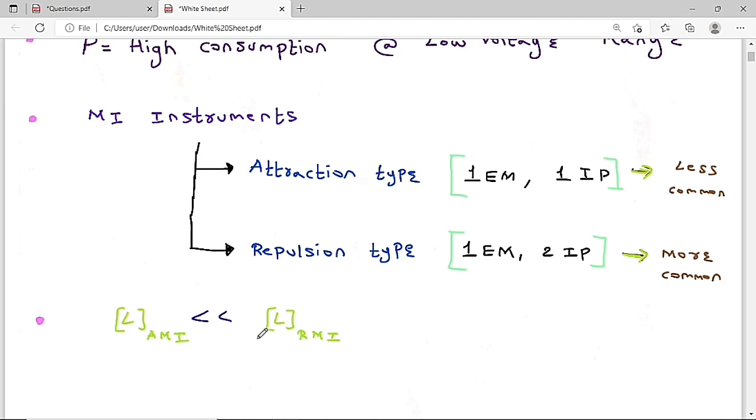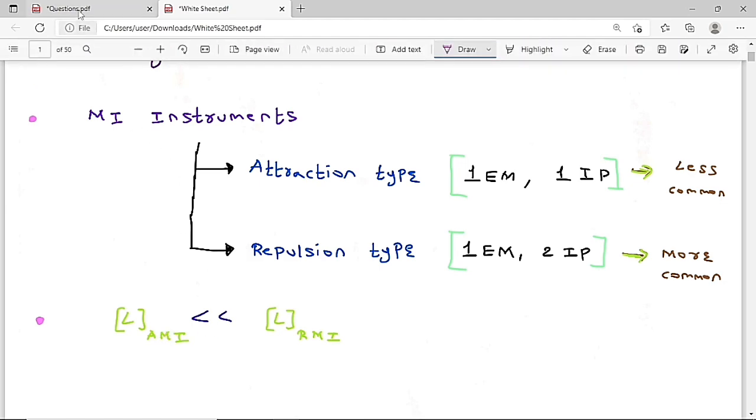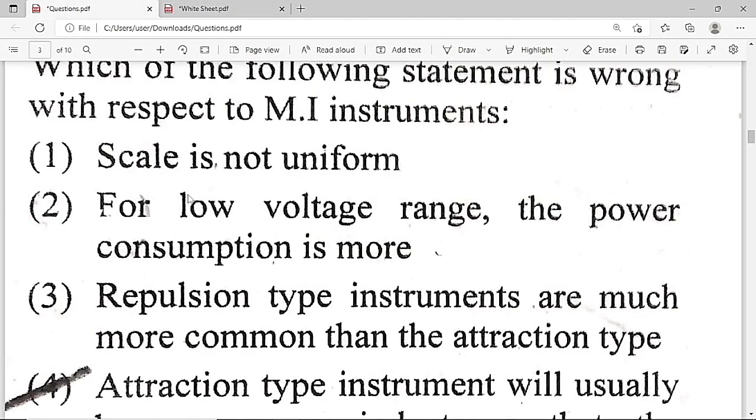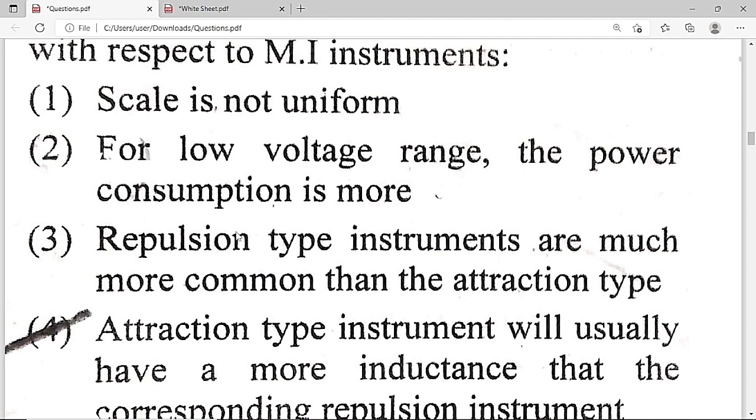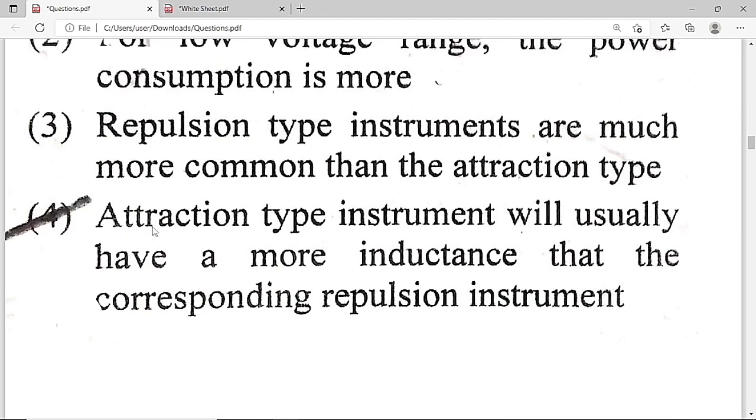But in the question, it is given in the reverse fashion: that the inductance of the repulsion type moving iron instrument is lesser when compared to the attraction type. It is wrong. So this is the correct solution. Yes, the scale is not uniform. For the low voltage range, the power consumption is very high, and repulsion type instruments are much more common when compared to attraction type instruments. Similarly, as I've already told you, repulsion type instruments have more inductance when compared to attraction type instruments.